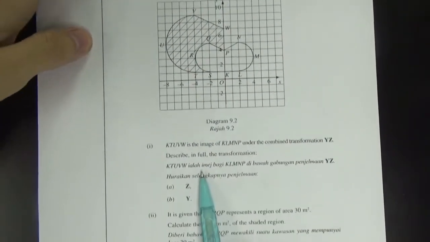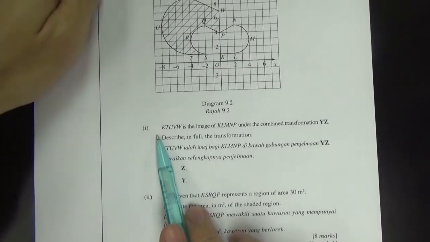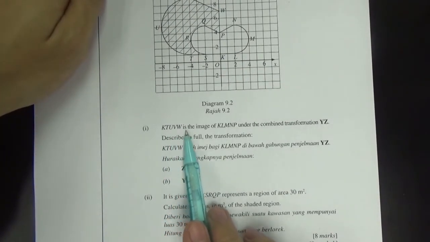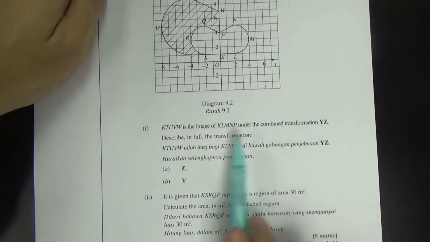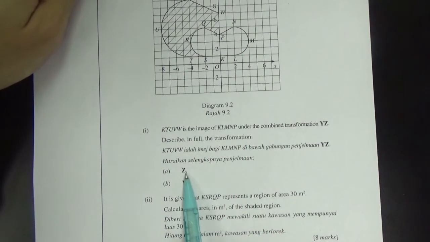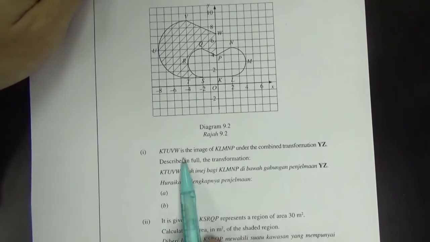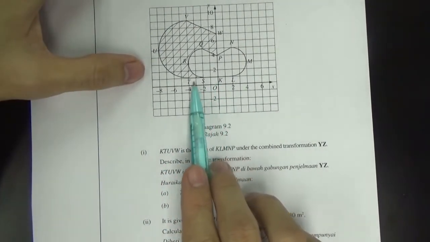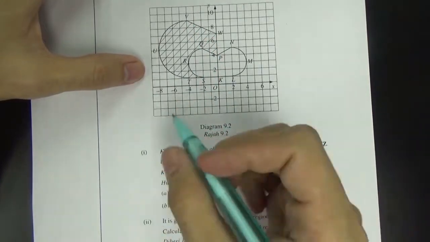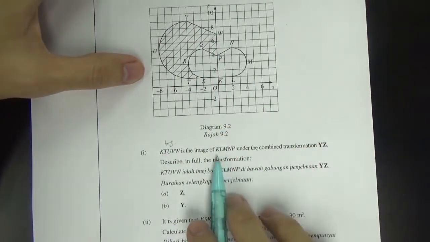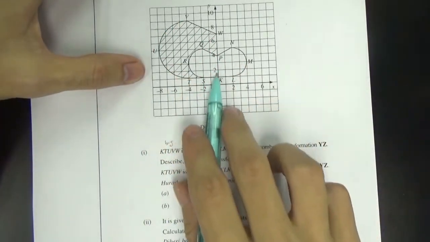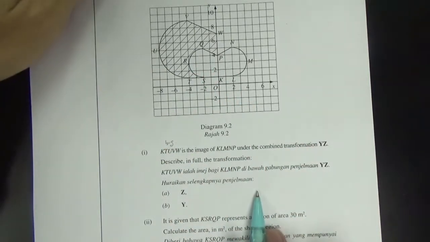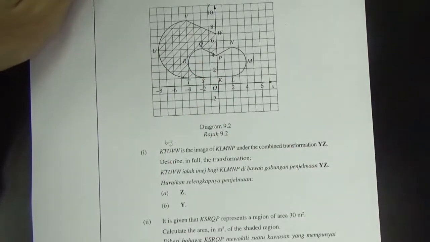Alright. Part 1, it says K, T, U, V, W is the image of K, L, M, and P under the combined transformation Y, Z. Describe in full the transformation for Z and Y. Now, the K, T, U, V, W is the big one, so this is the big one. And K, L, M, and P is the small one on the right. So we have to relate this, and it seems there are two transformations we have to do.